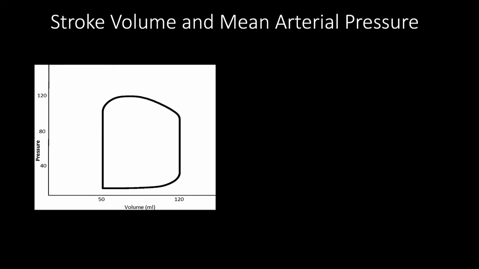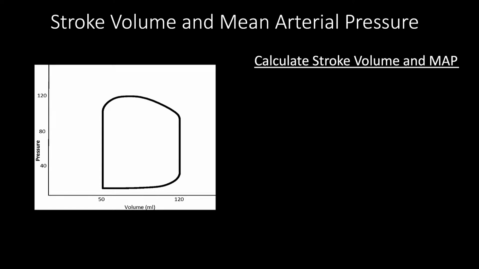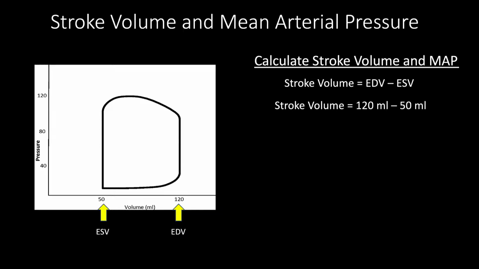Here's a pressure volume loop. And we need to remember two formulas in order to understand stroke work. One is stroke volume and the other is mean arterial pressure. Stroke volume is equal to the difference between the end diastolic volume and the end systolic volume, both of which are labeled on a pressure volume loop. End diastolic volume is right here. It's at 120 milliliters. And end systolic volume is right here. It's at 50 milliliters. So the stroke volume is 120 minus 50, and you come up with 70 milliliters of stroke volume.